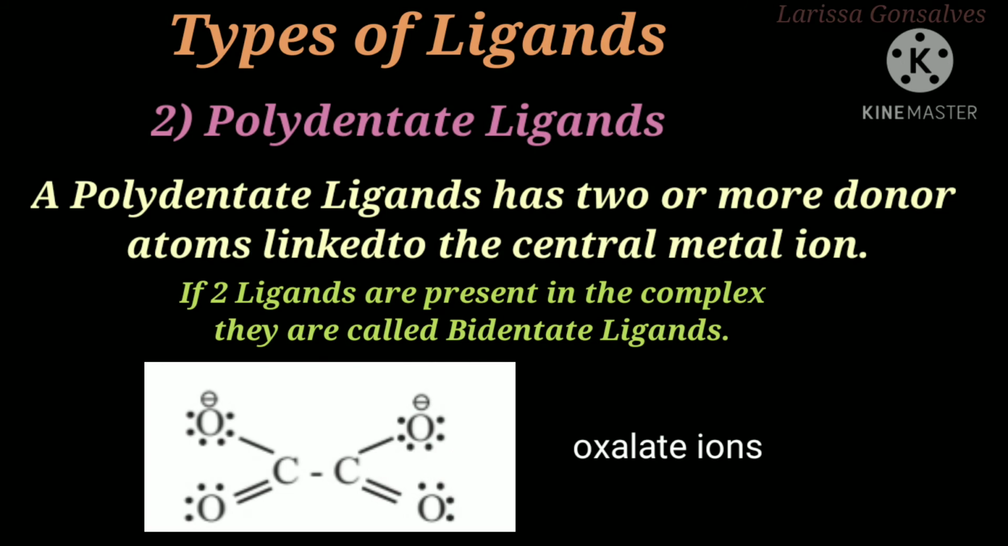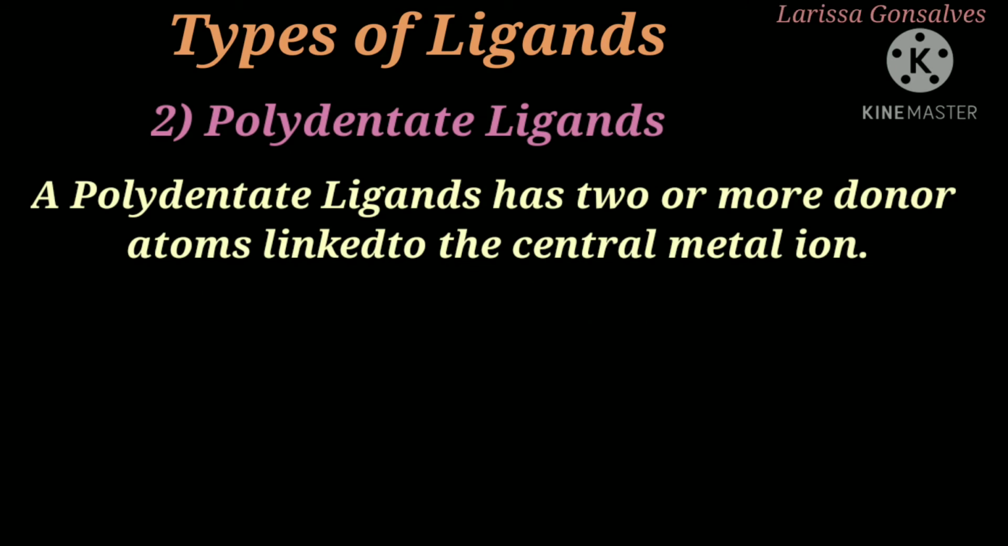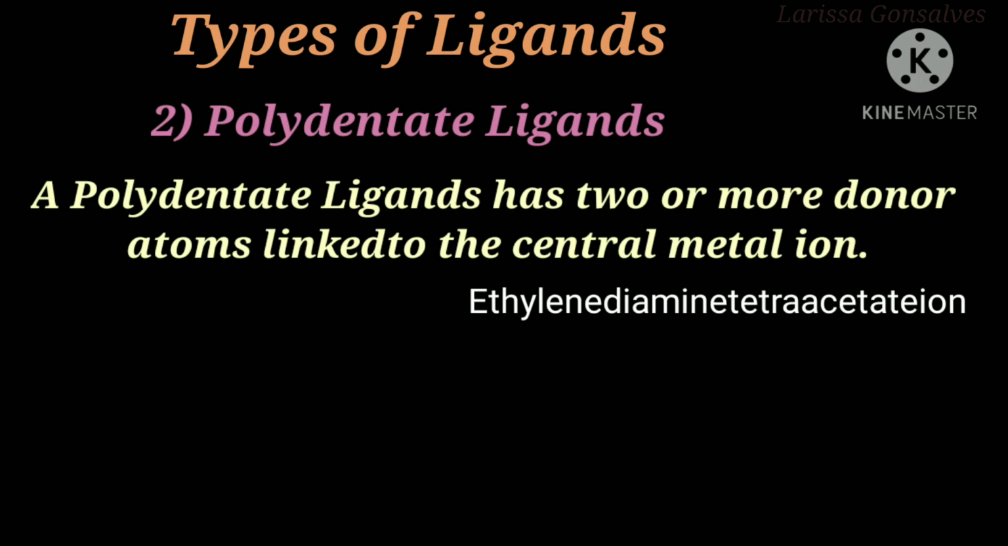The two oxygen atoms present below have already formed two coordinate bonds and hence their capacity is full. While the oxygen atoms above have formed only one coordinate bond and hence they can still donate a pair of electrons to form another coordinate bond, and that is why it is classified as a bidentate ligand. Next is the example of ethylene diamine tetraacetate ion, which is also called EDTA.